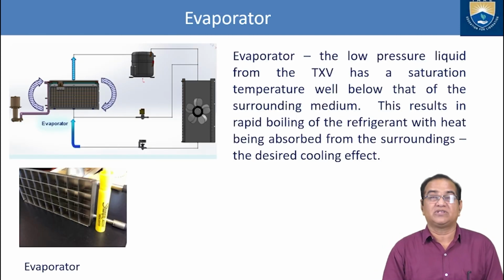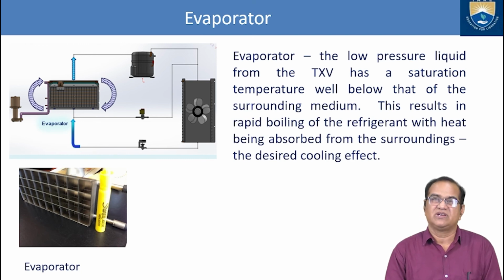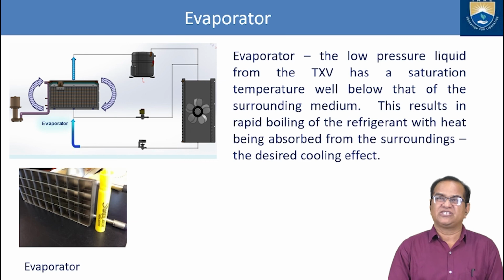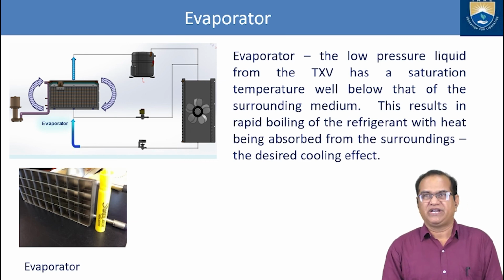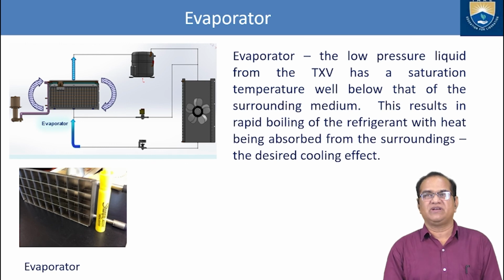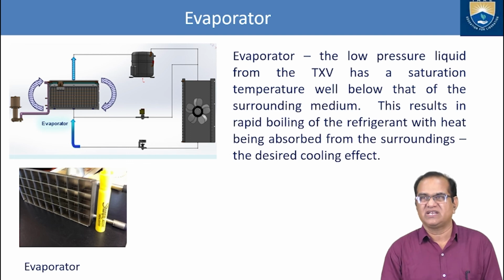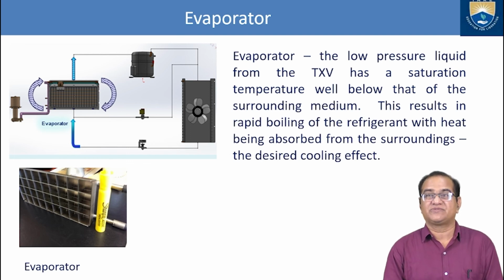Now next I will talk about the next important part of the refrigeration system, and this is the last part of the air conditioning system, which is the evaporator. The low pressure liquid from the expansion valve has a saturation temperature well below that of the surrounding medium. This results in a rapid boiling of the refrigerant with heat being absorbed from the surrounding, giving the desired cooling effect.